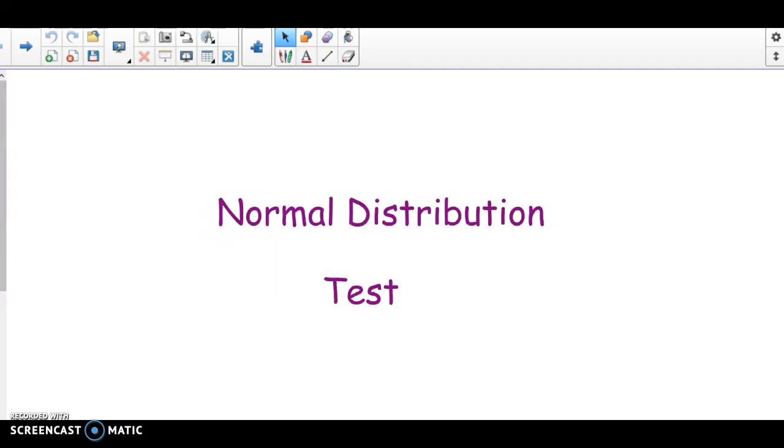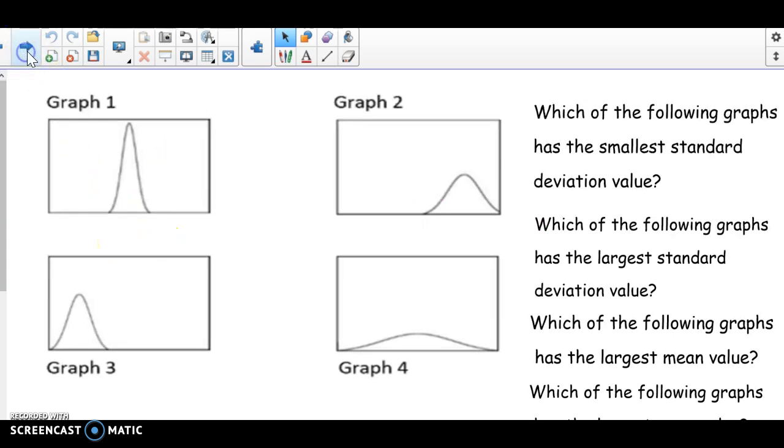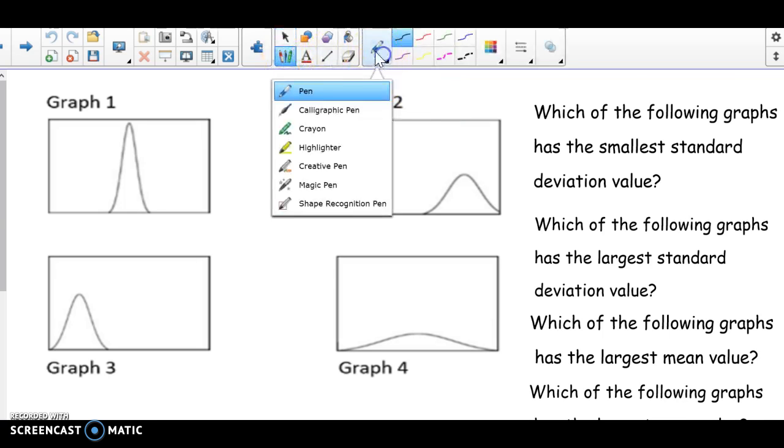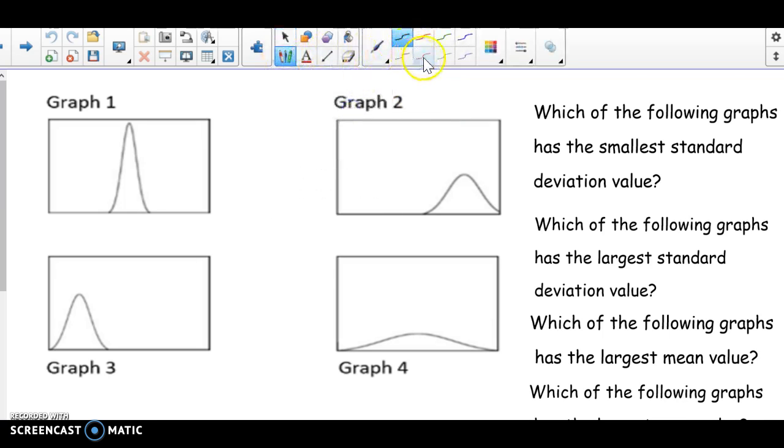This is review for your normal distribution test that you'll have on Friday. You've got 4 graphs, and I've got some questions here that apply to each one of the graphs. Which of the following graphs has the smallest standard deviation? Remember, we talked about this in class. The smaller the standard deviation means the smaller the whole graph is going to be.